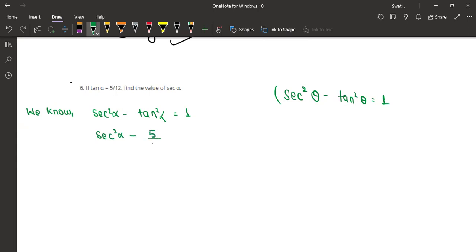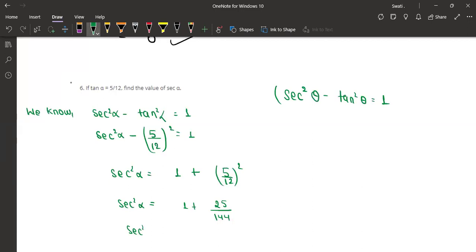So tan square alpha will become 5 by 12 whole square is equal to 1. Now what is sec square alpha? Sec square alpha will become 1 plus, of course, you're shifting this to the other side, 5 by 12 whole square. Now if you simplify this, it will become sec square alpha is equal to 1 plus 5 square is 25, 12 square is 144. If you take LCM, it is 144 plus 25 upon 144. And if you simplify this further, sec square alpha is equal to 169 upon 144.